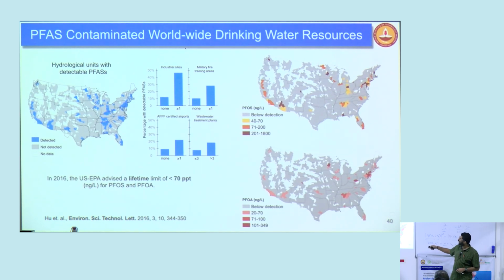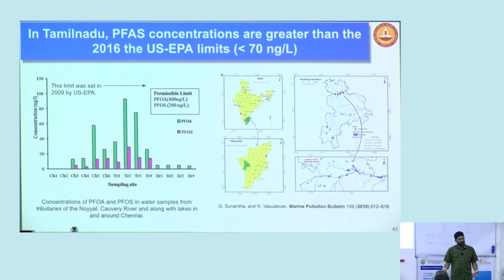The generally accepted value at that time was about 70 nanogram per liter or so. But you can see that there are many places where it is 71 to 100 or 101 to 349 within the US. Same goes for here as well. Not only in the USA, also in India, specifically in Tamil Nadu, also in Chennai, there are many places where the PFAS contamination is there. This is again a little older data, 2016, where you can see various peaks are about 100, that means they are much higher.